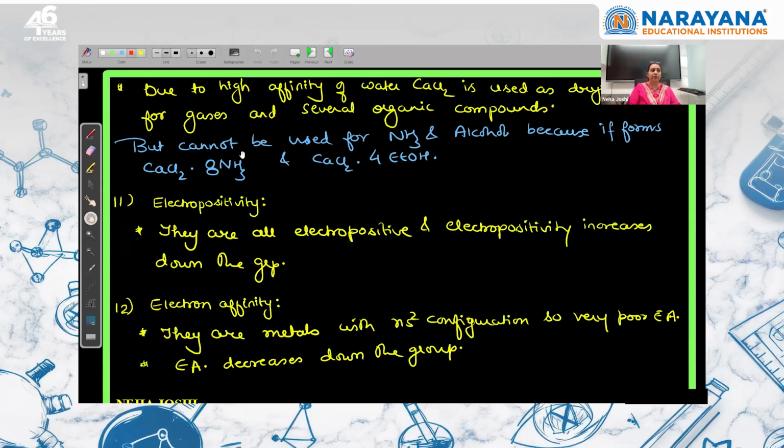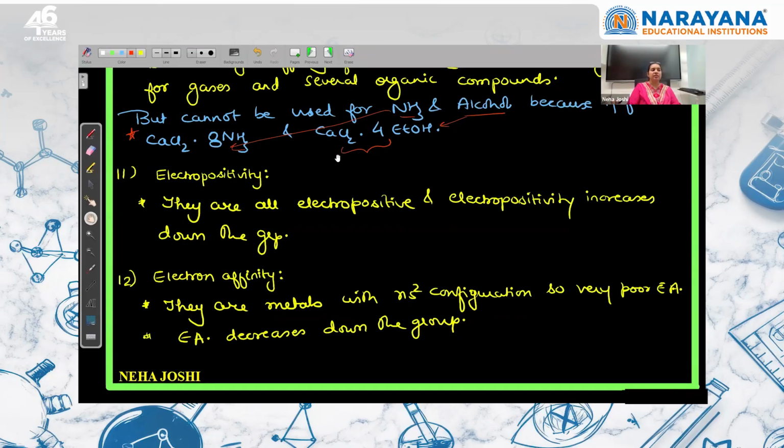several organic compounds. But, this is important, it cannot be used for ammonia and alcohol because instead of dehydrating, they themselves form this type of adduct: CaCl2.8NH3, CaCl2.4EtOH. So you cannot remove water from them. They react with the very compounds from which we wanted to remove water. So you cannot use them to dehydrate these two types of compounds.